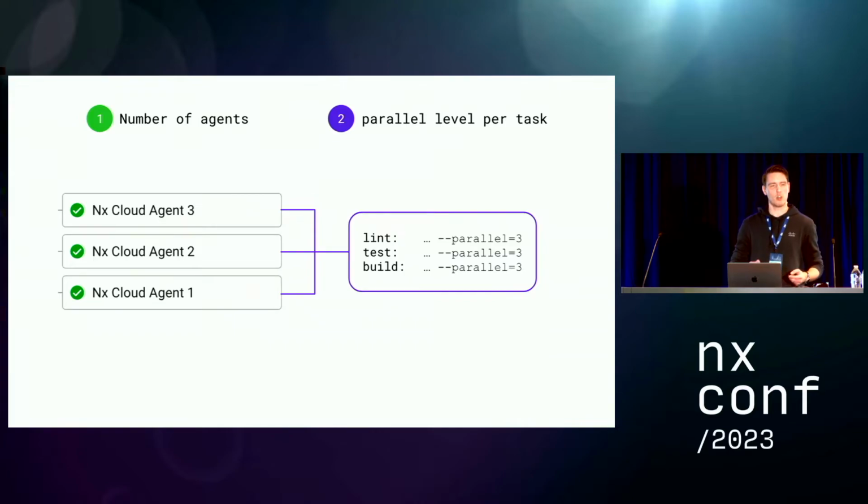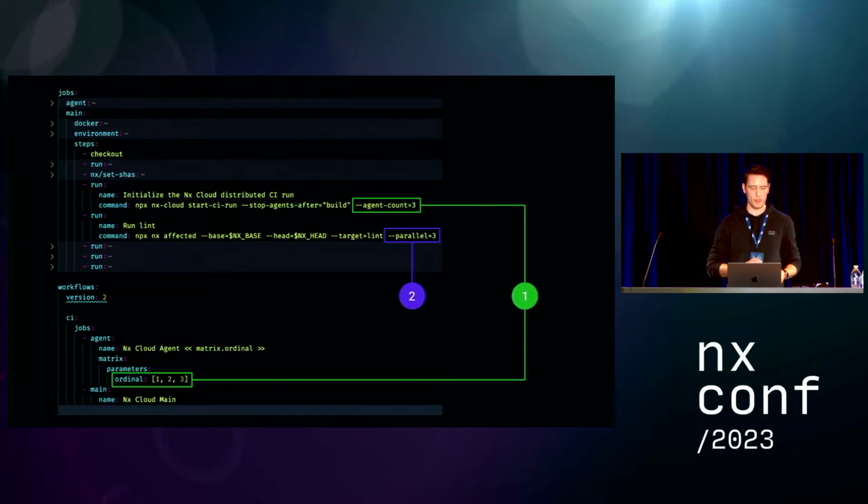Then, we want to look at the parallel level per task. This corresponds to the number of projects to run a task for at a time. And you can set different values for the different tasks. Looking at the CircleCI config, you can adjust the number of agents by expanding that ordinal parameter array and then updating the agent count in the orchestrator job. Then, you can adjust the parallel level per task as needed.